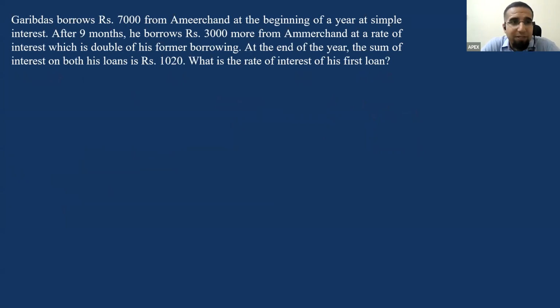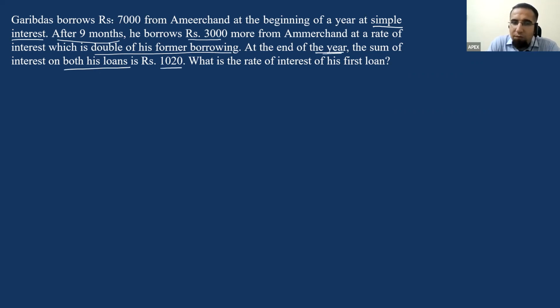Now, the next question says Garib Das borrows rupees 7,000 from Amir Chand at the beginning of the year at simple interest. The minute the question is talking about simple interest, I should be smiling and moving ahead. After 9 months, he borrows rupees 3,000 more from Amir Chand at a rate of interest which is double that of the former borrowing. And when did he borrow? He borrowed after 9 months. Important keywords: at the end of the year, the sum of the interest on both his loans is 1020.